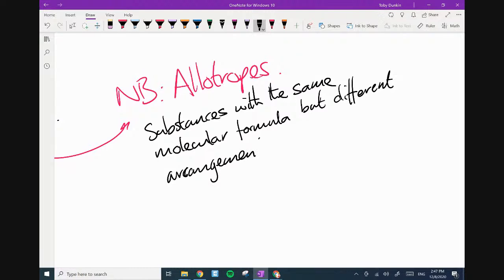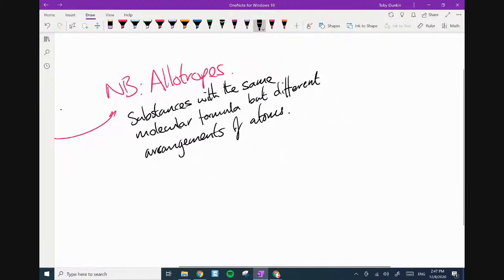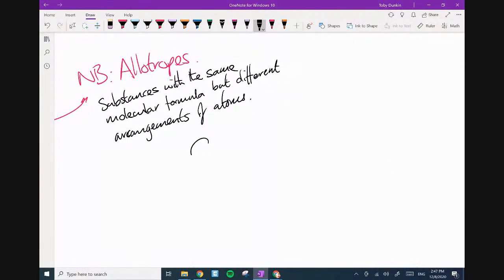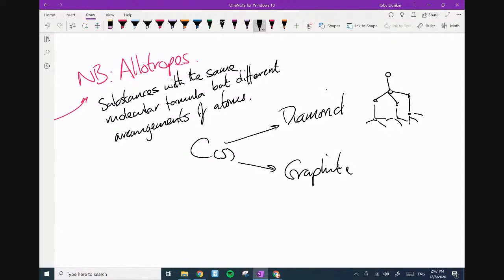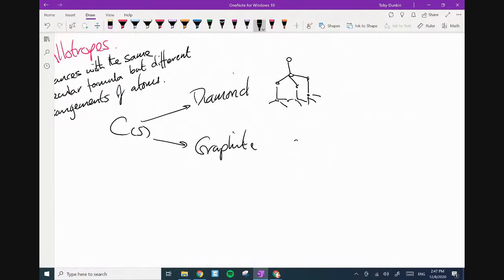Now, just to tell you, by the way, that this question has never been asked, which is amazing, but they do get asked for examples. So the example, of course, being carbon solid. Carbon solid can be split into diamond, which you've already covered, and then graphite. They are the same formula, carbon solid, but the atoms are arranged in a different way.